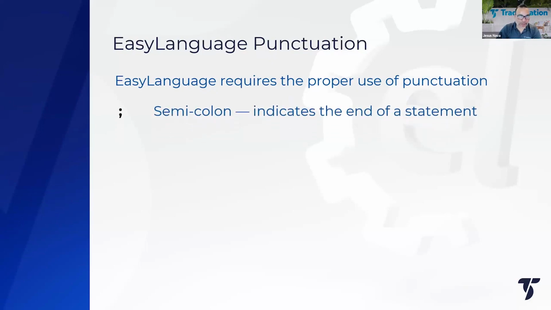For example, semicolon. Semicolon is the end of a statement. So when you're finished writing a statement, you have to end it with a semicolon. This is similar to what you would use when you finish a paragraph. If you're writing an essay and you finish a paragraph, in English, you use a dot or a period to end that paragraph. Well, in EasyLanguage programming, we use a semicolon instead. That just tells EasyLanguage that this is the end of that particular statement, and we're going to go on to something different.